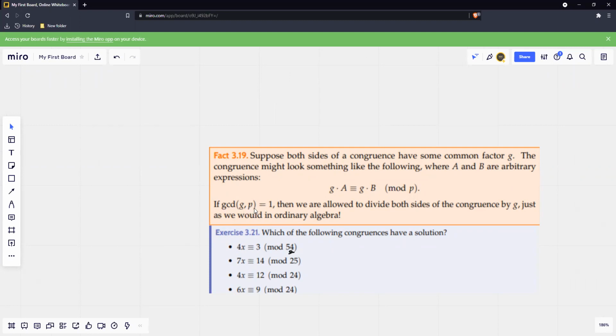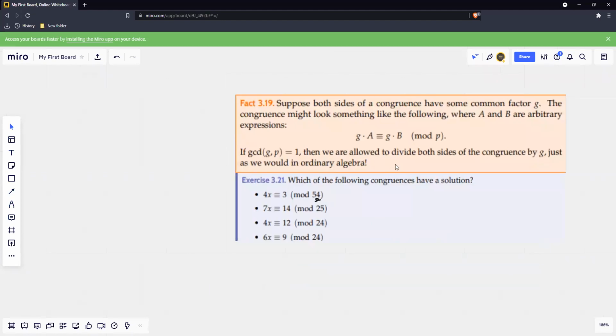And if GCD of g and p is equal to 1, this is again saying that the common factor is co-prime. So basically, the common factor is g, and then g and p must be co-prime, so we can divide. When it's not co-prime, we have to divide by g on the modulus as well, but we'll go through that later. So if GCD of g and p is equal to 1, then we are allowed to divide both sides of the congruence by g, just as we did in algebra, like on an equation.